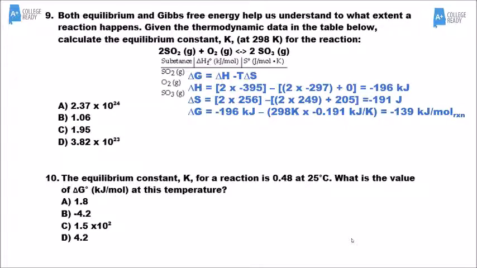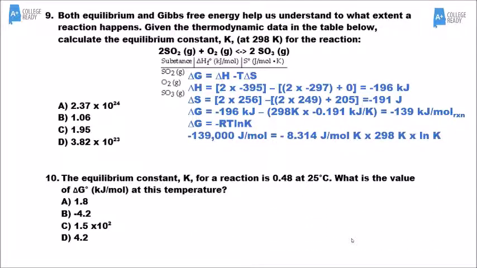Now we have to link the delta G to the K. That's this equation. This time when we plug in the value for delta G, we have to make sure it's in joules because the R value off the equation sheet is 8.314 joules per mole Kelvin. So that means the delta G also has to be in joules. The temperature has to be in Kelvin, and then we solve for the natural log of K. To find the value for K, we do the inverse natural log, and we get a K value of 2.37 times 10 to the 24th.